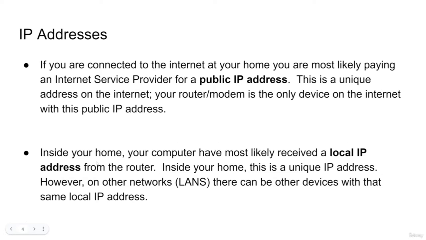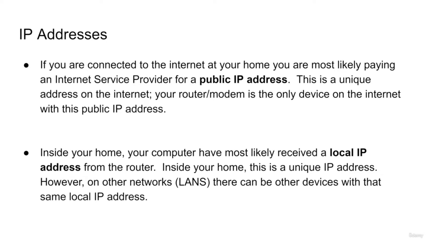Now, if you are connected to the internet at your home, we said the internet is a wide area network. In order to get on that wide area network, you are most likely paying an internet service provider for what's known as a public IP address. This is a unique address on the internet, and your router or modem that connects you to the internet is the only device on the internet with this public IP address. It has to be unique.